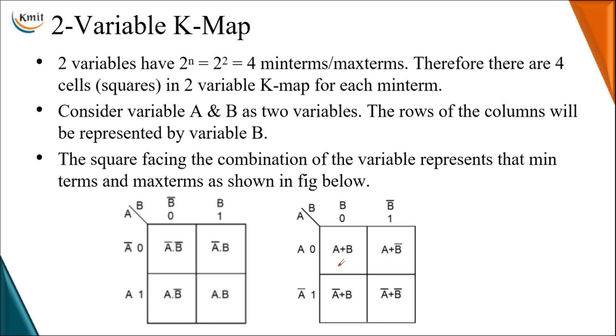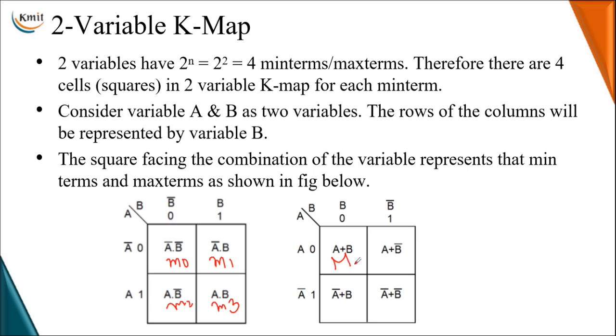A 2 variable K-map can have 4 minterms or 4 maxterms, and it is represented with 4 cells or squares. In each cell we are going to map the minterms or maxterms. The first cell, for minterm mapping, is occupied with m0, the second cell with m1, the third cell with m2, and the last cell with m3.